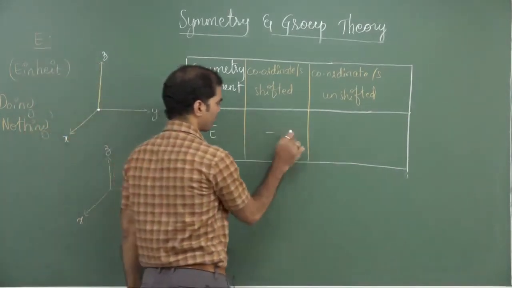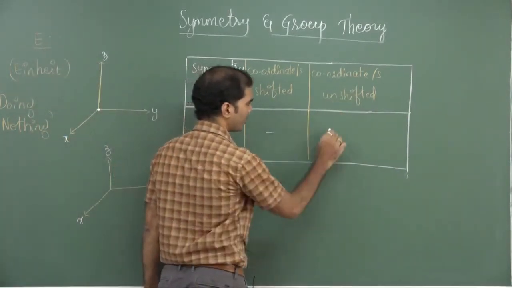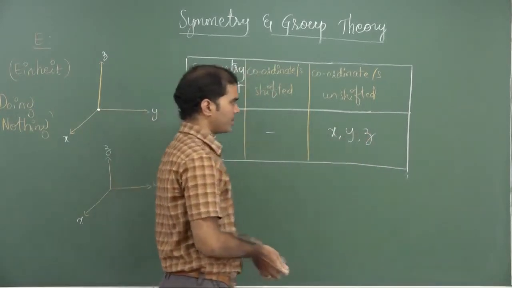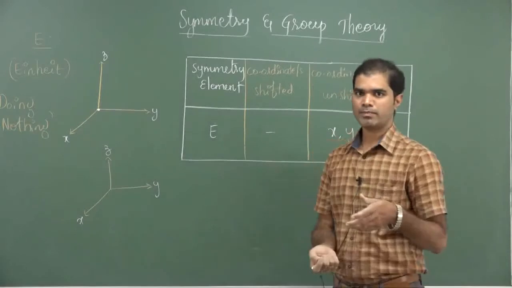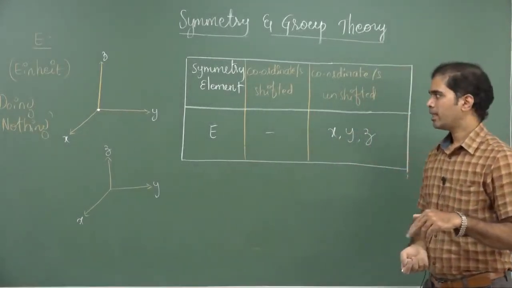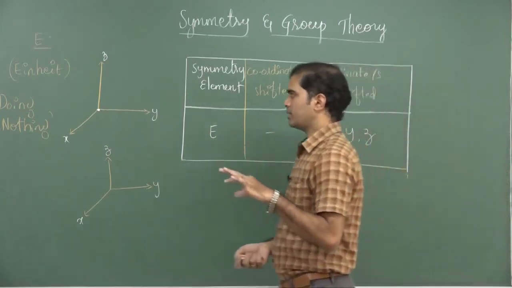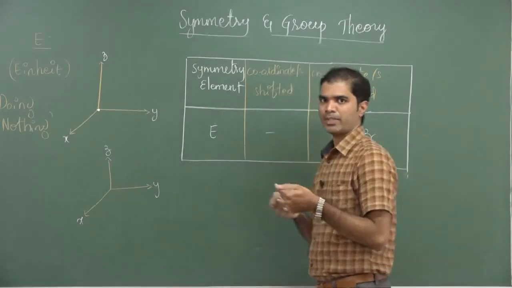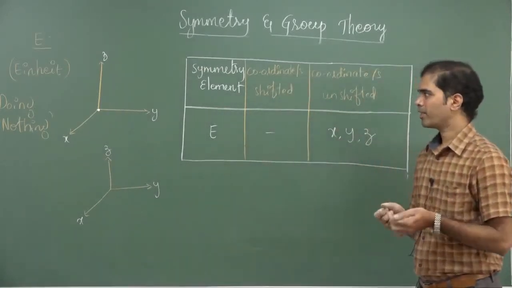No coordinate is being shifted, but which are unshifted? All the coordinates are unshifted. So this is just like a reverse of the inversion. Inversion is just similar to that of the S2 along Z. And C2 and sigma, the coordinates that are exchanging, they also look a little bit reversal to one another, right?